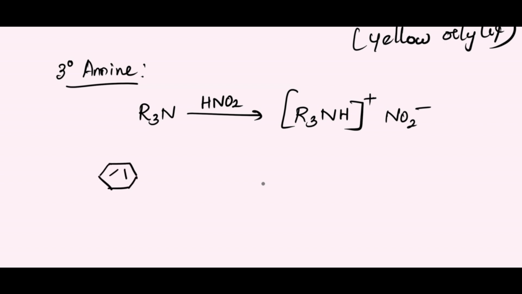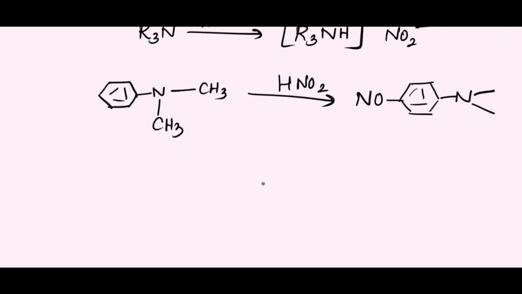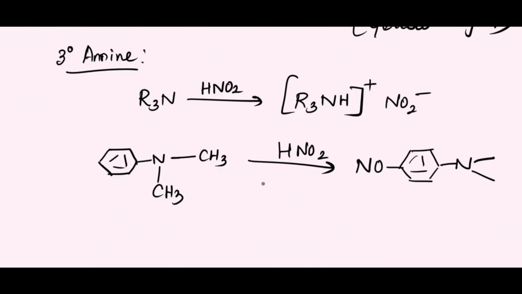If there is an aryl group, a benzene ring, attached to it, then it produces a compound like this. The NO group will get attached to the para position of the amine. This is about the reaction with nitrous acid. This reaction is used to distinguish primary, secondary and tertiary amines.